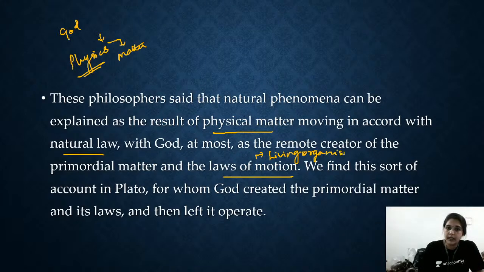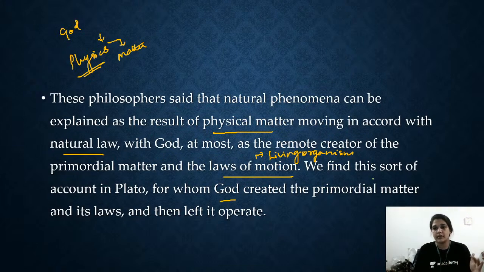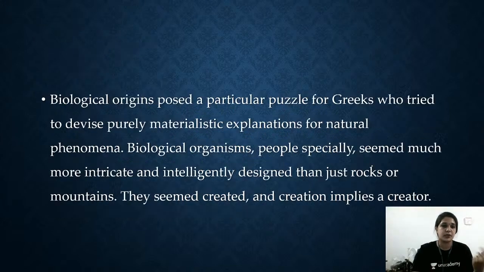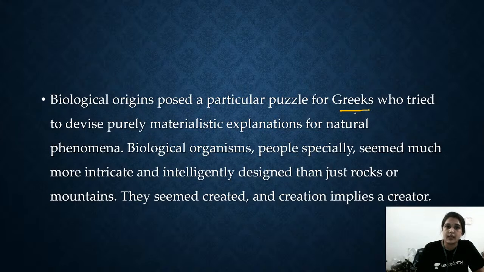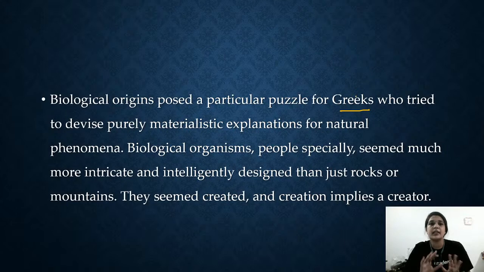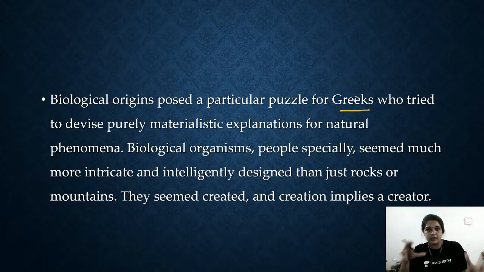So the problem in the materialistic form of theory is that we are not able to explain living organisms. So again they are going back to God. All these concepts, all these confusions are remaining. And then biological origins posed a particular puzzle for the Greeks. Greeks couldn't understand how biology started. See, with these pre-Darwinian theories you have to know what is creationist, what is materialistic. And then when we talk about Lamarckianism, it is even more intense and important.